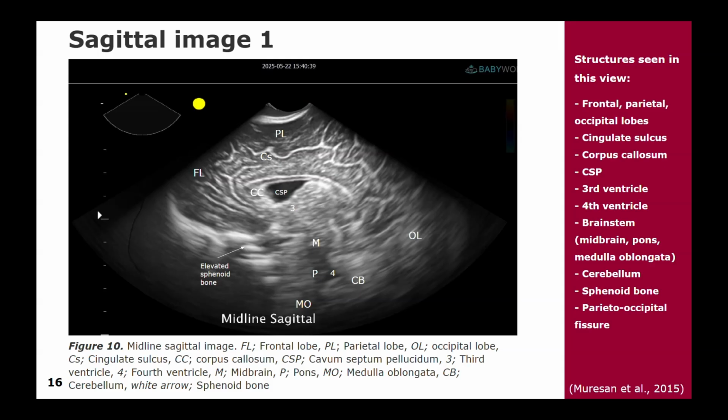The classic midline sagittal image shows many structures listed on the side of the slide. The frontal, parietal, and occipital lobe parenchyma is assessed. Corpus callosum and cingulate sulcus are seen as normal evidence of migration. In Sonita, the cavum vergae is closed. Only the anterior CSP is open. Third and fourth ventricles, as well as brainstem, are seen. The elevated sphenoid bone that was used as a landmark in our coronal images can be seen here in long axis.